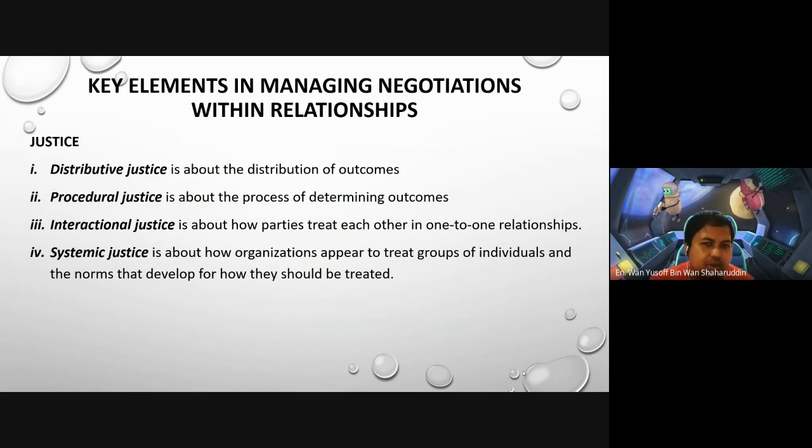Interactional justice is about how parties treat each other in a one-to-one relationship, and systemic justice is how organizations appear to treat groups or individuals and the norms that develop for how they should be treated. Take for example Battle and also Acme Company, how the organization treats another organization in order to achieve systemic justice.